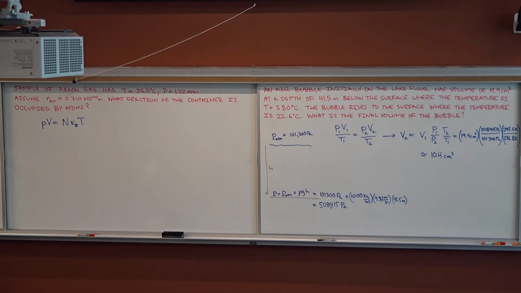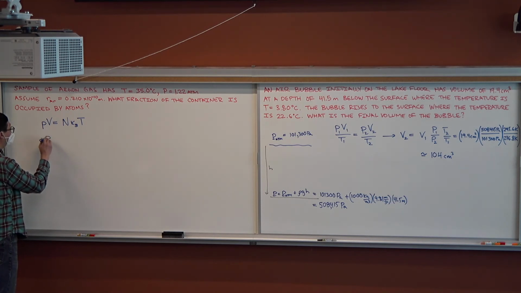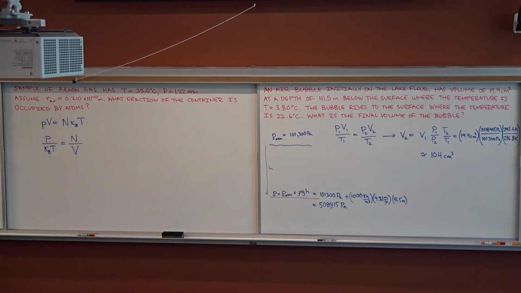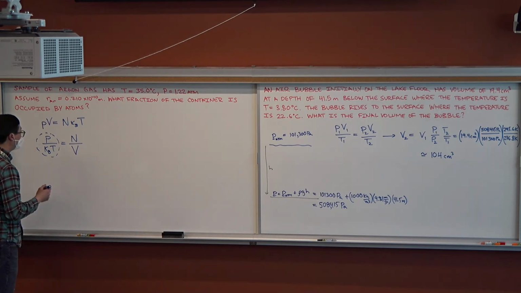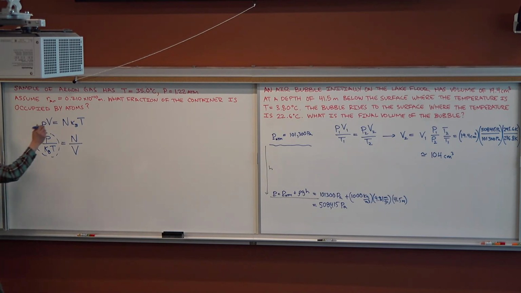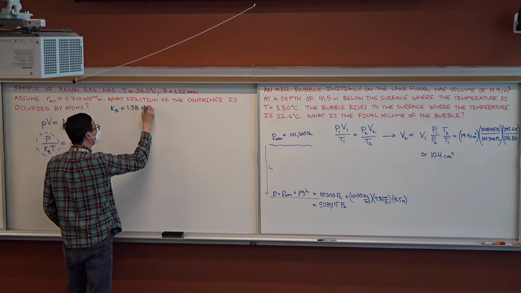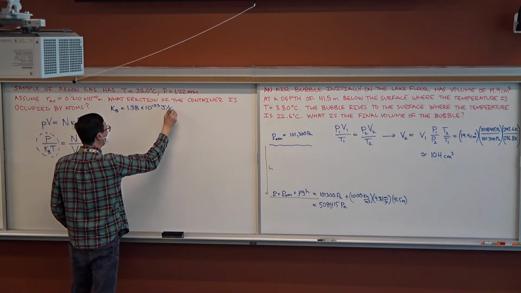Well, what if I went with P over kBT is equal to number per volume? Help me sort out what this is. What's kB again? kB is Boltzmann's constant. Okay. So pressure divided by temperature, what's that?